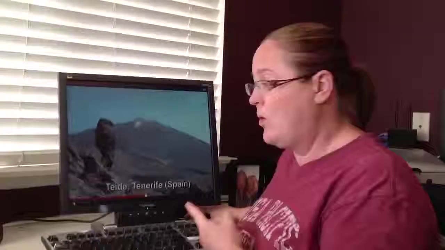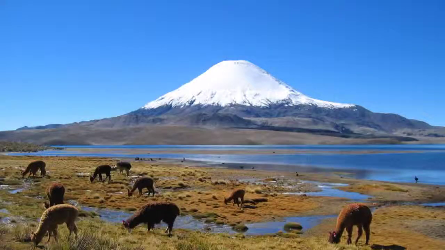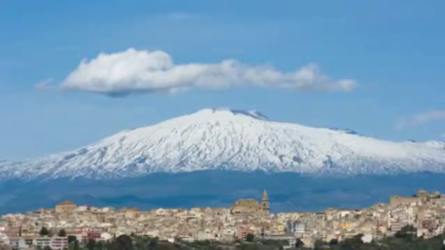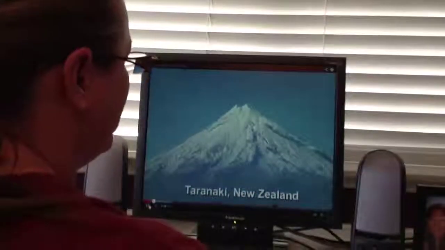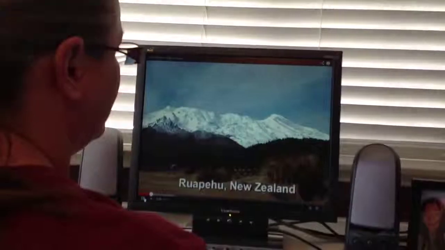A volcano usually just looks like a mountain or a big hill. A volcano can look peaceful. Now you know what the outside of a volcano can look like. Have you ever wondered what a volcano looks like on the inside? Let's talk about the parts of a volcano.